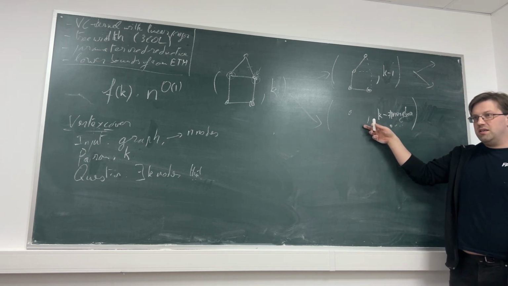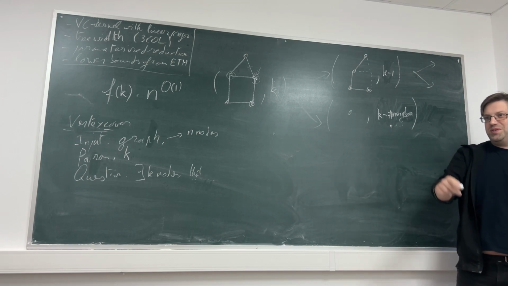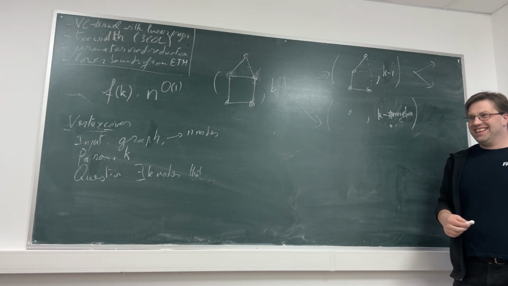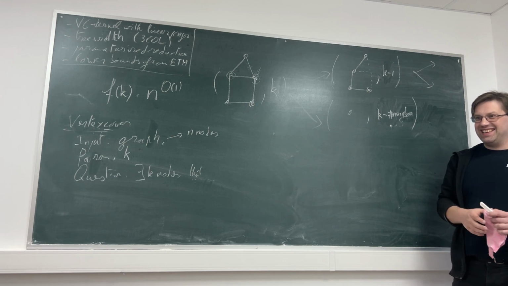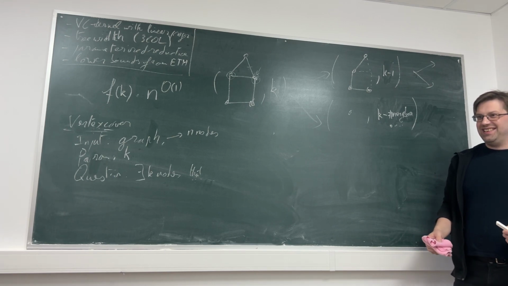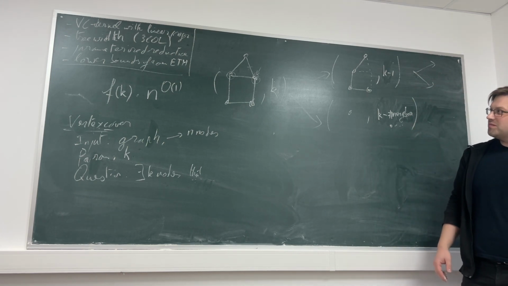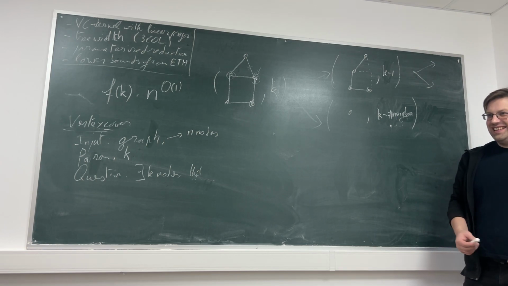It's asymptotically equivalent. Actually, it's still 2 to the power of k poly n, but this obviously works faster in practice. Statistically faster. I don't know how to say it, but it seems like this.